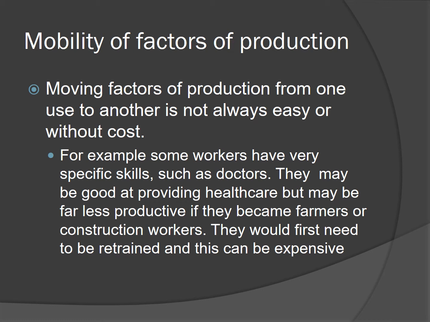Moving factors of production from one use to another is not always easy or without cost. For example, some workers have very specific skills, such as doctors. They may be good at providing health care, but may be far less productive if they became farmers or construction workers. They would first need to be retrained, and this can be expensive for them.